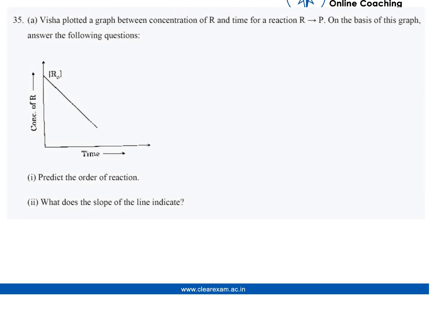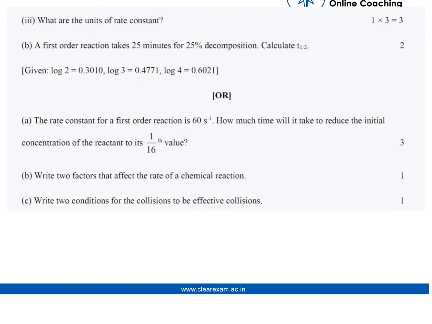So the next question is: Visha plotted a graph between concentration of R and time for a reaction R gives P. On the basis of the graph, answer the following questions. The first part is predict the order of the reaction. Second part is what does the slope of the line indicate? Third part, what are the units of rate constant?